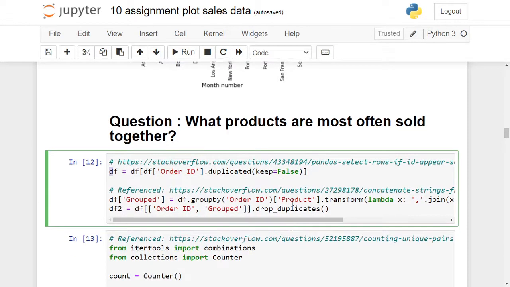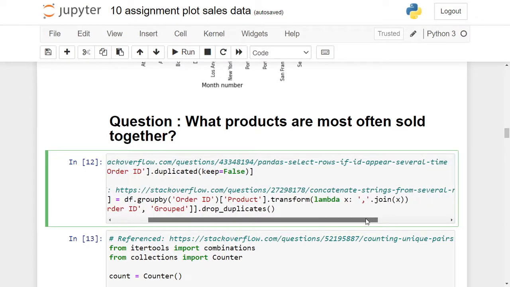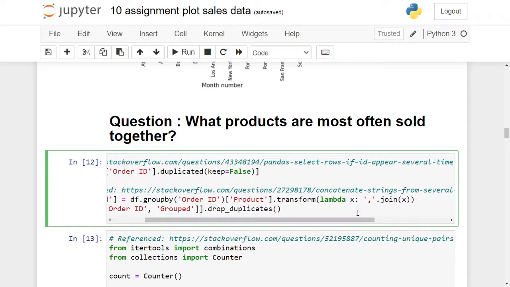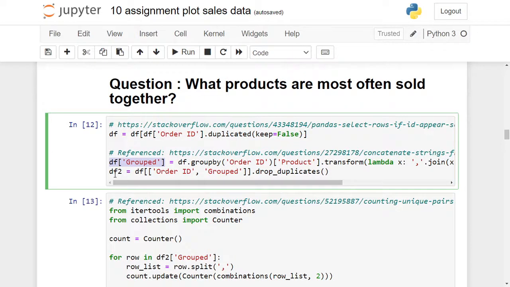So we group by the products, and then here we transform the x and join with the x. That way we have the data frame of the grouped result, and so we get the second one. We're going to prepare the second DF.